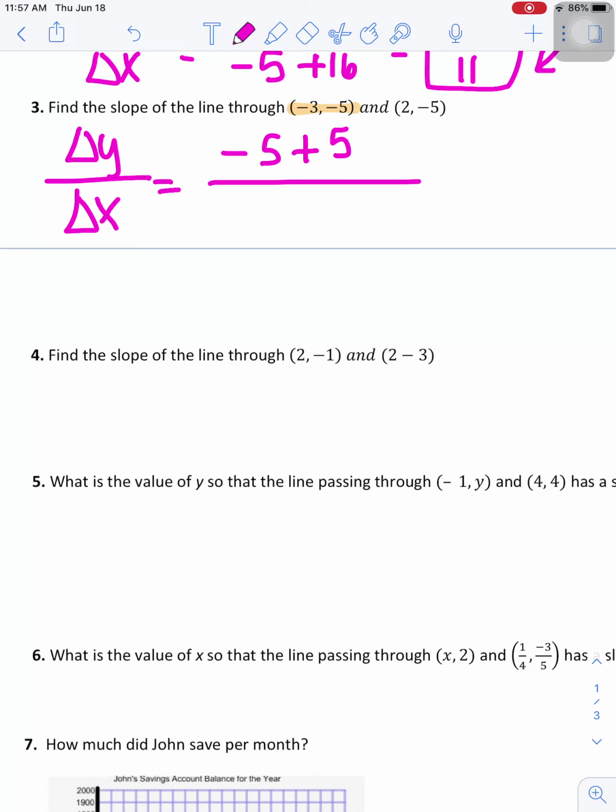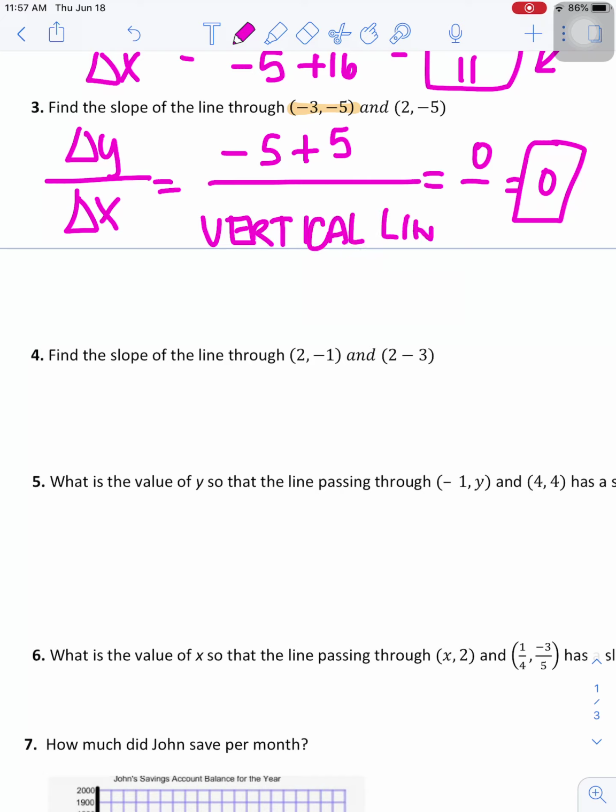Now at this point, -5 plus 5 we know is 0. When you take 0 and divide by anything, you're going to get 0. So I'm not even going to worry about the denominator, because I know the numerator is 0, so the whole thing is going to be 0. Now think back to the fact that this is one of our special case graphs. If we have a 0 slope, what would that look like graphically? And a 0 slope means we have a vertical line.